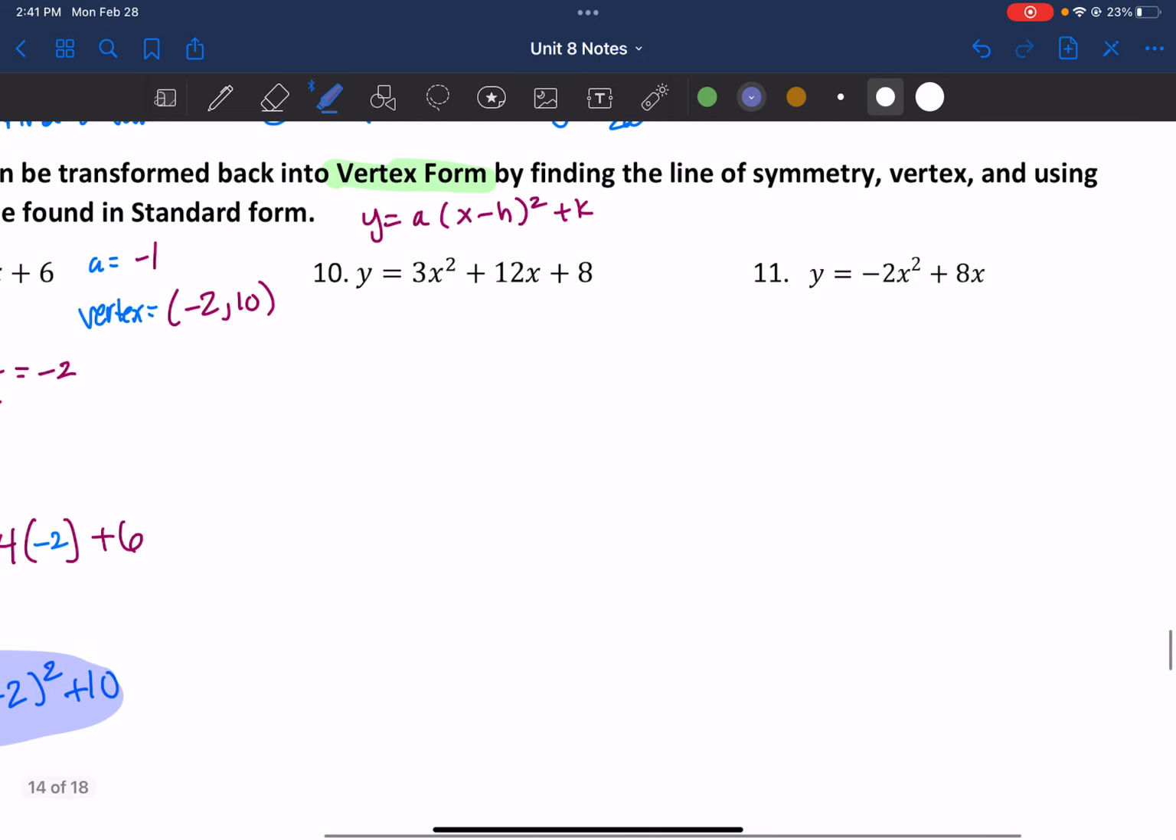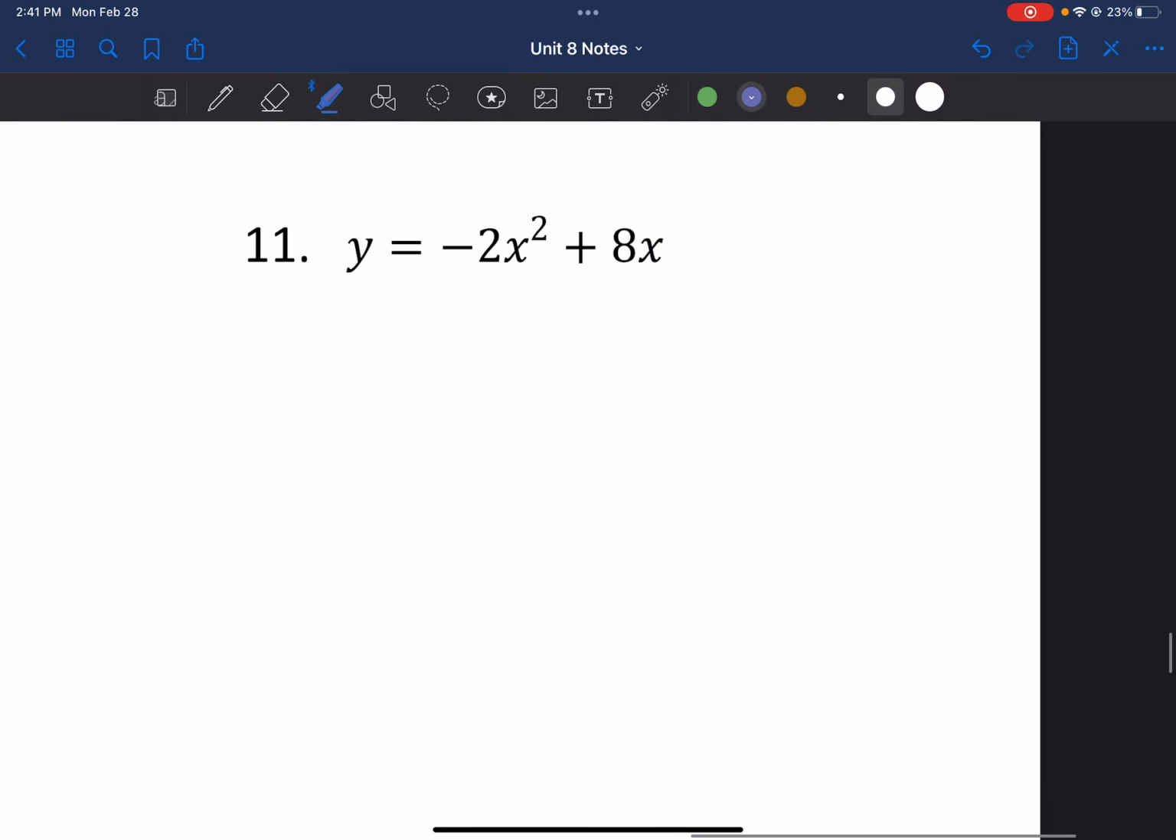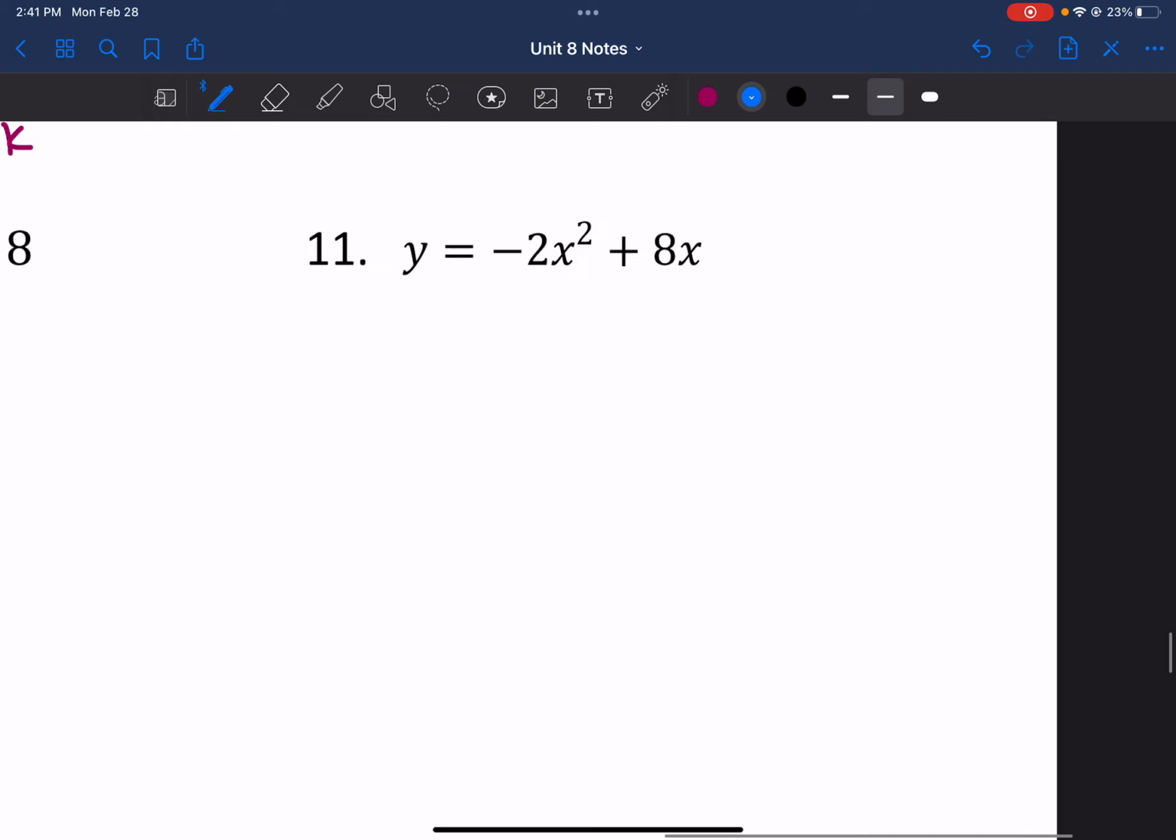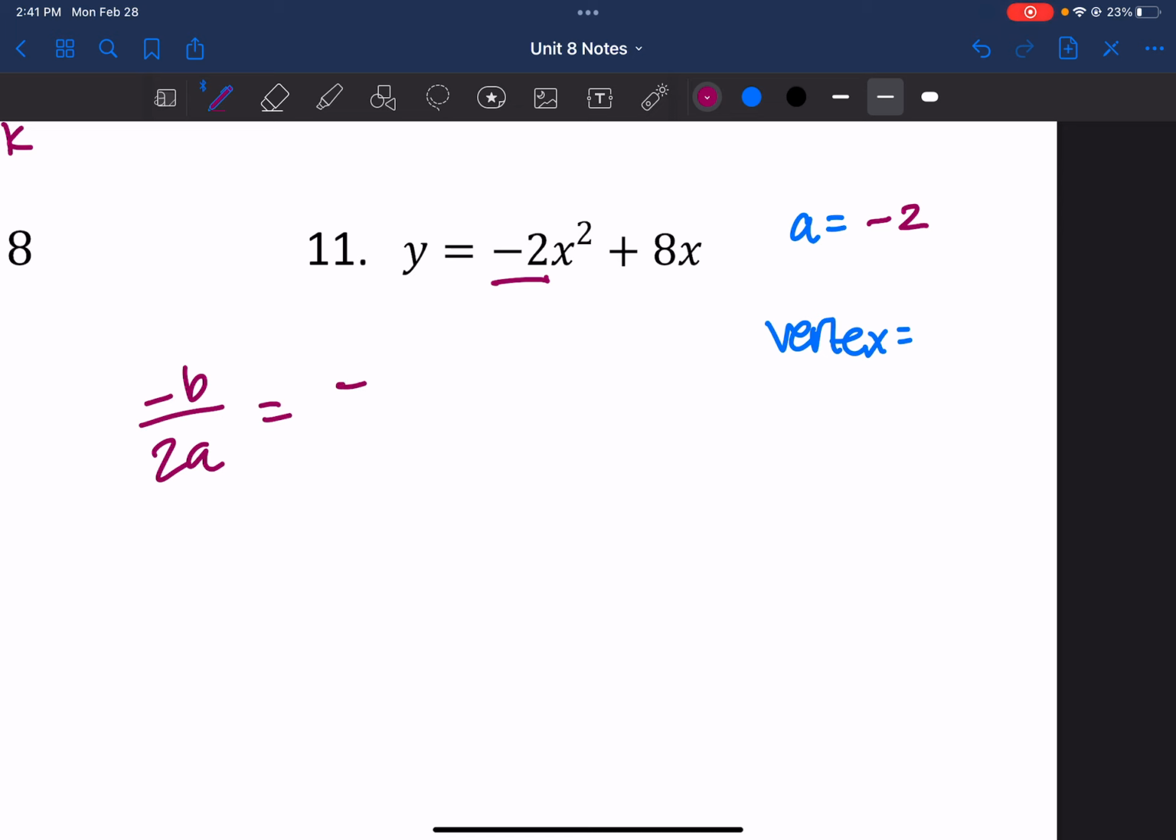Doesn't really matter which one. Let's do this one right here. Super easy. All right. So again, step 1, find your a value. And then step 2, find your vertex. A value, done, -2. And vertex, -b over 2a. That's step 1. So we have negative parentheses over 2 parentheses.